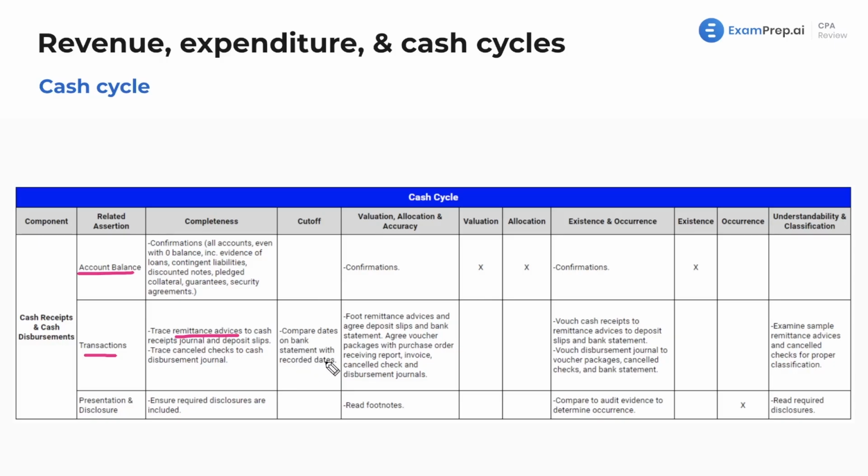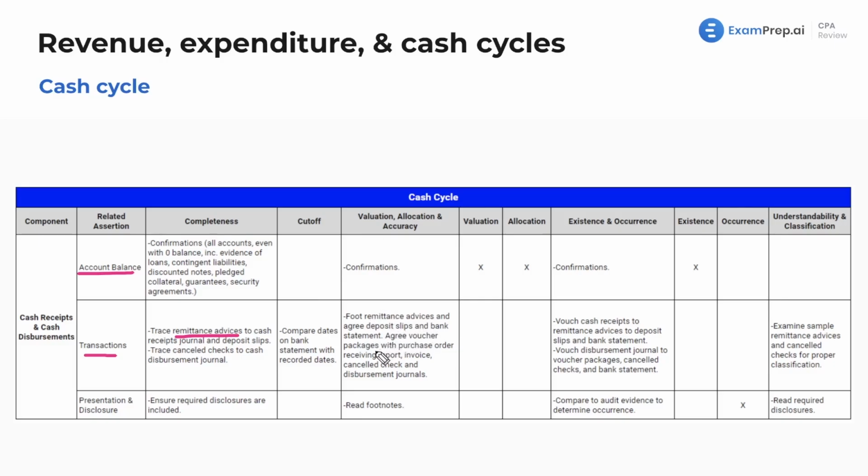Essentially, it's the cash reconciliation, book to bank. Any of these terms sound familiar, right? This is the cash reconciliation process. For valuation, allocation, and accuracy, we can foot remittance advices and agree deposit slips to the bank statement, just checking all of these pieces of documentation together.